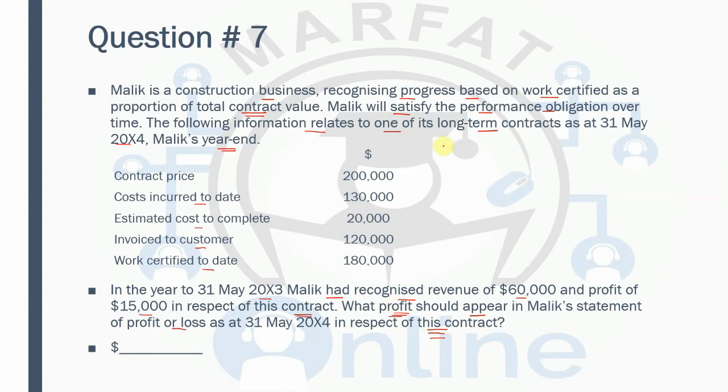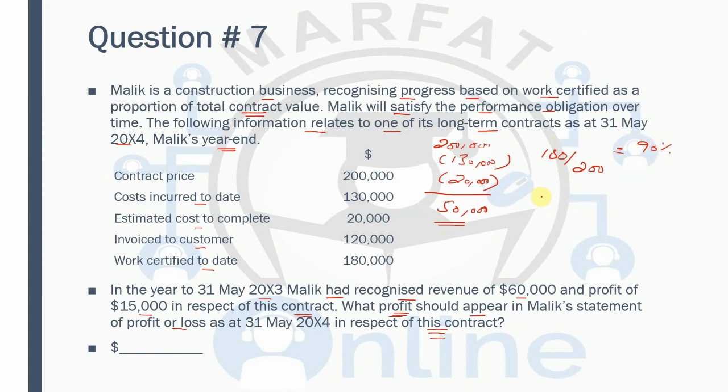The first step is the contract price, which is 200,000, minus cost to date, which is 130,000, minus further cost, which is 20,000. So what is the contract profit? 50,000, because 130 plus 20 is 150, and 200 minus 150 is 50,000. Step number 2, stage of completion: work certified to date divided by total contract. So 180 divided by 200 is 90%. 90% of the contract has been completed.